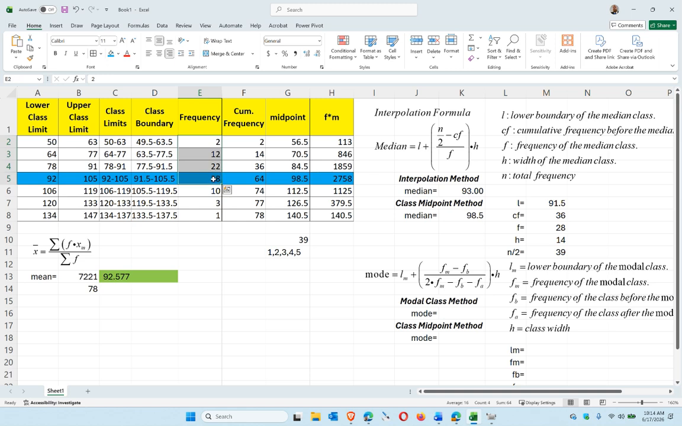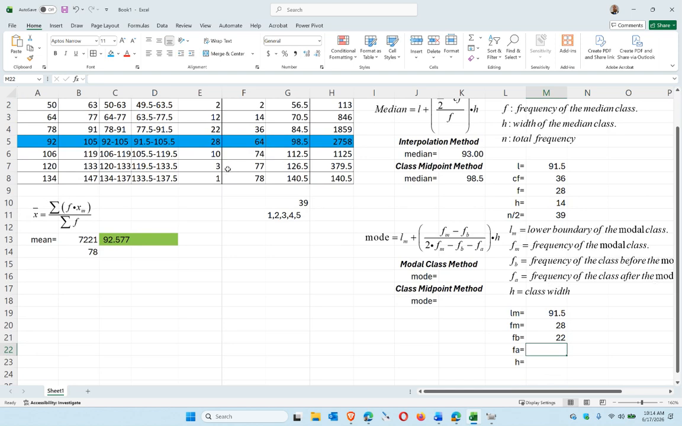So the lower boundary of that class is the 91.5, correct? Frequency of the modal class is 28. The frequency before the modal class is 22. The frequency after the modal class is 10. And the class width, of course, that's the same as before, 14.